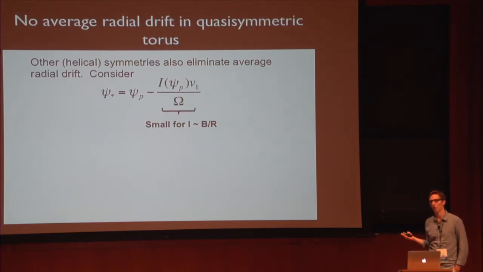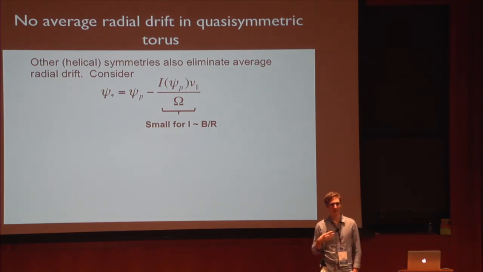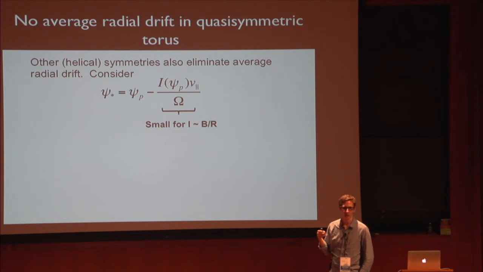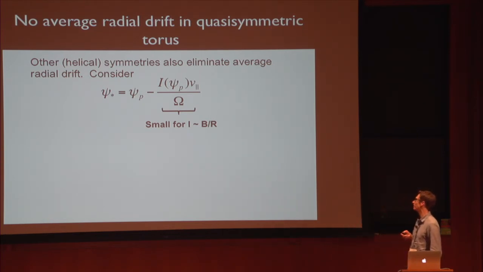It turns out things are not quite as restricted as I just said. You don't have to have axisymmetry. You could introduce other types of symmetry into the system. For instance, helical symmetries will also satisfy the same property that there's no average radial drift. And you can show this fairly simply.